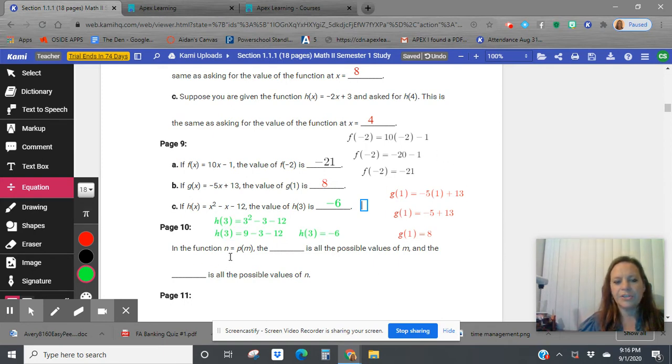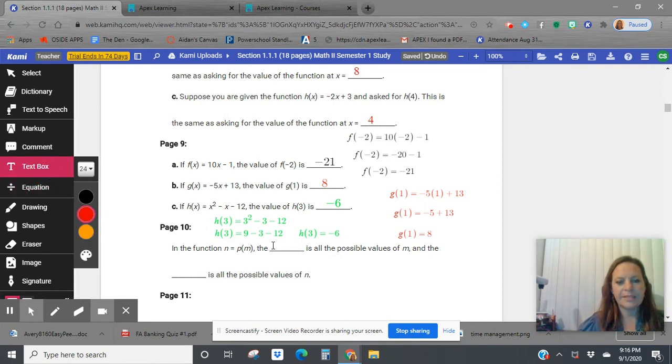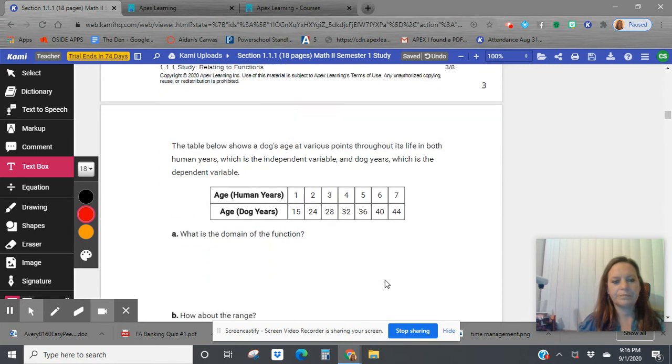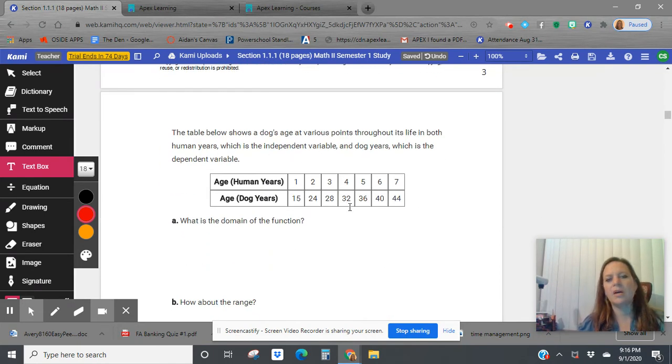In the function n equals p of m, go back to my text box, domain is all possible values of m, and the range is all possible values of n. The table below shows a dog's age at various points throughout his life in both human years. Which is the independent variable and which is the dependent variable?